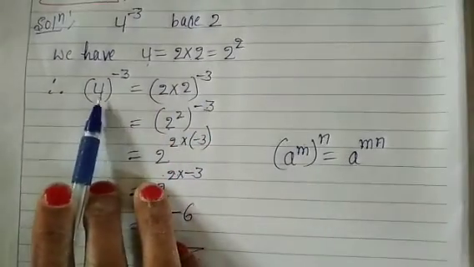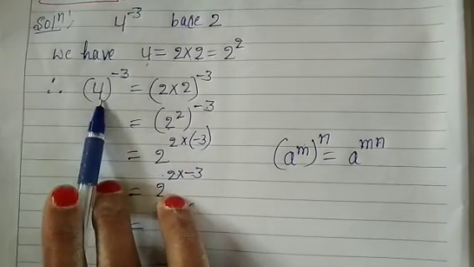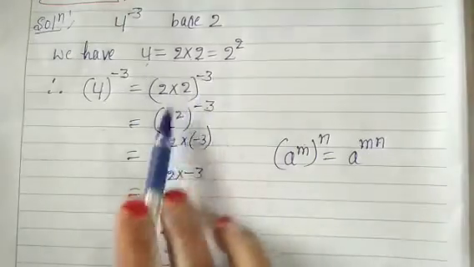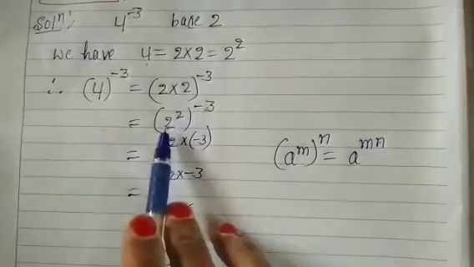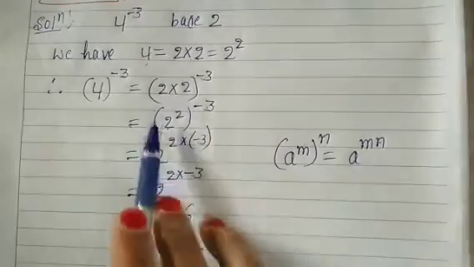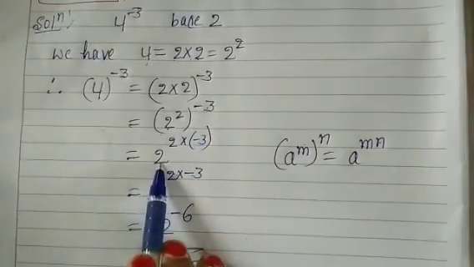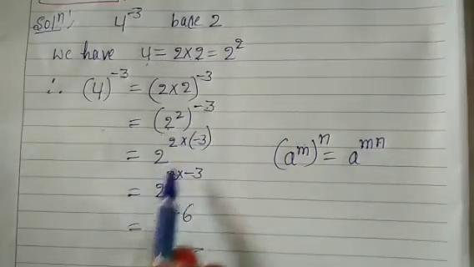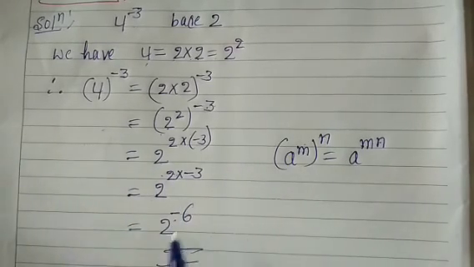We can consider 4 whole to the power minus 3 is equal to 2 2s whole to the power minus 3. 2 2s means 2 square whole to the power minus 3. This is according to the formula a to the power m whole to the power n. Here it is 2 to the power 2 into minus 3, 2 to the power plus into minus 3, 2 3s are 6.